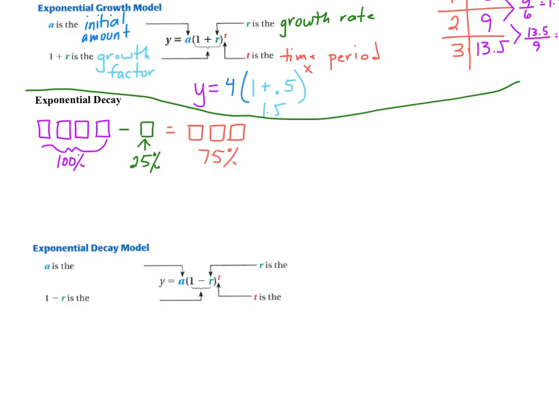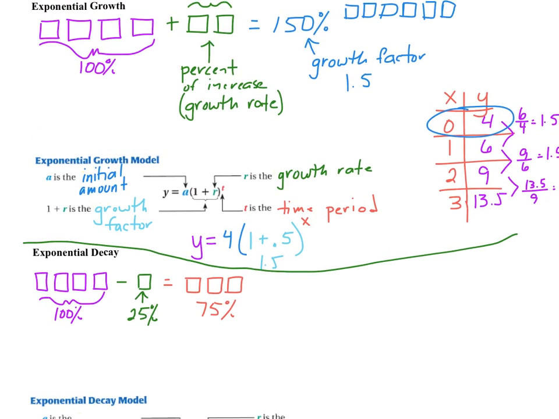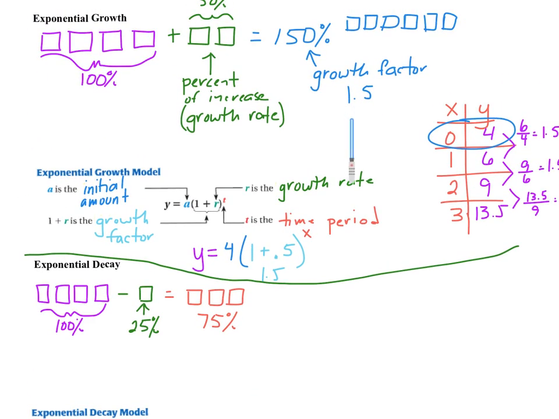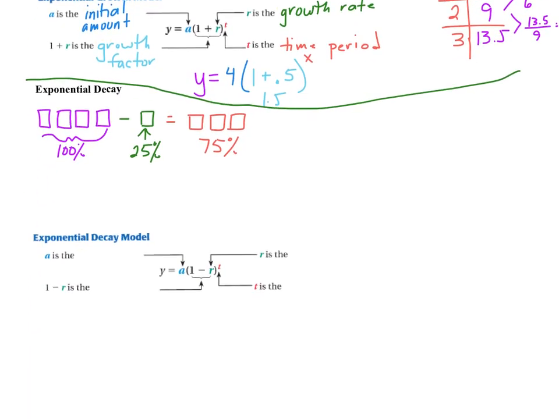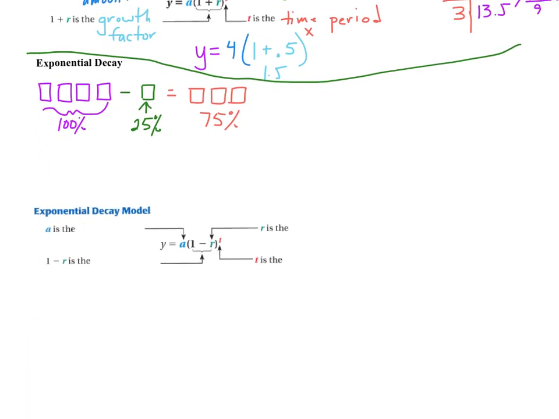So just like up here with growth, our growth factor is what showed up in our equation, right? The 1.5, not just the 0.5. The same thing happens with exponential decay, is that 75% becomes really important. So really what we lost is important, but what we keep is also just as important. Let's just jump to writing an equation on this.